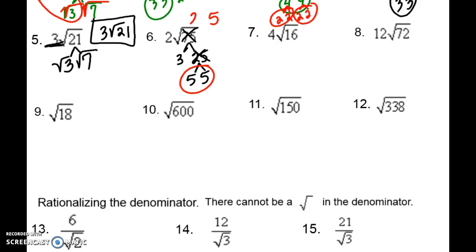The 2, right? So what's 2 times 5? 10. Do I have anything that needs to stay in the house? 3. So my answer is 10. Oops. Couldn't do that again if I tried. My answer is 10 square roots of 3.